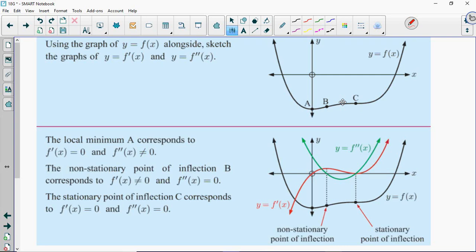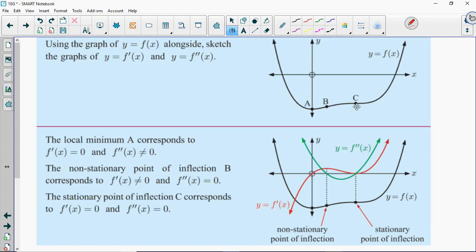How does that tie back to the first derivative graph, though? Well, when the first derivative graph is equal to 0, that tells me that the original function should have a horizontal tangent line. Therefore, when the second derivative has a value of 0, the first derivative should have a horizontal tangent line. So B and C, as inflection points, correspond to zeros of the second derivative. Therefore, they should correspond to horizontal tangent lines of the first derivative.